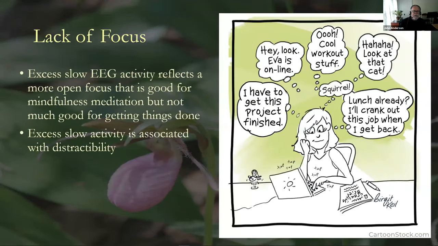Well, the person could have too much slow activity and a lack of fast activity. Then they're probably easily distracted by all sorts of inputs. As you can see from this cartoon, she's getting distracted by everything, and she can't focus. Well, we need a balance between the two. We need a balance so that we have enough focus to attend and accomplish our tasks, but we also need to integrate with the bigger picture. So that's all important.